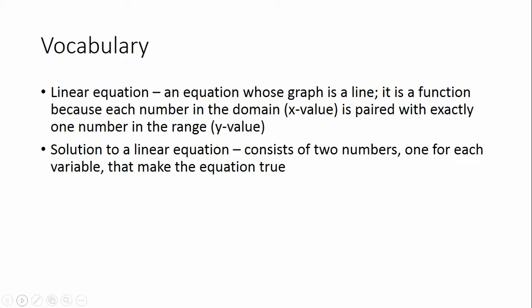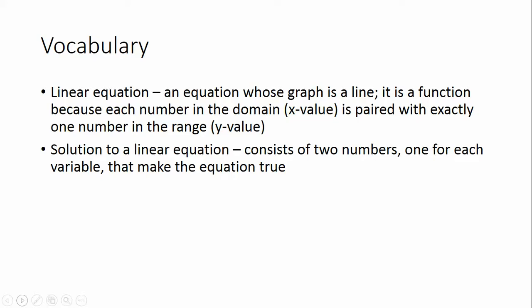So first is the definition for a linear equation. A linear equation is an equation whose graph is a line. So everything you graph today will be a straight line. If you graph something and your outcome or the graph does not look like a straight line, then you've got an error somewhere in your work.